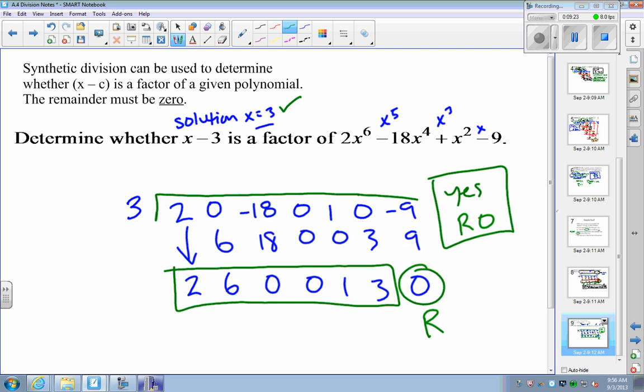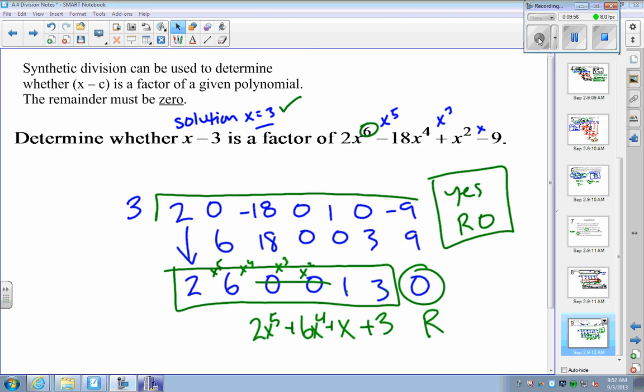Now, if you wanted to write this polynomial, if you're just doing a division problem, remember this is your constant, so plus 3. This is your x. Here's x squared, cubed, 4th, and 5th, because we started with the 6th power. So then you got 2x to the 5th plus 6x to the 4th plus an x plus 3. You don't have to count those in there anymore. Okay, but your answer is yes there.